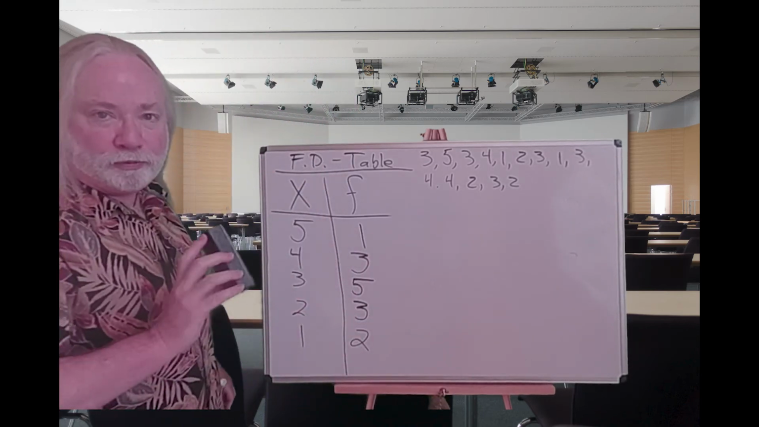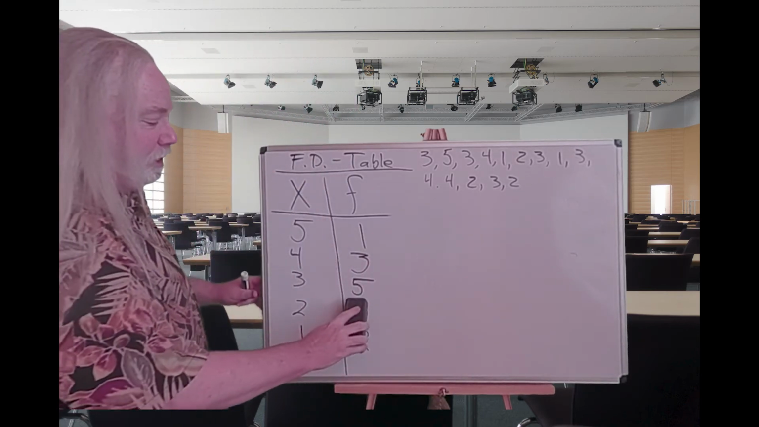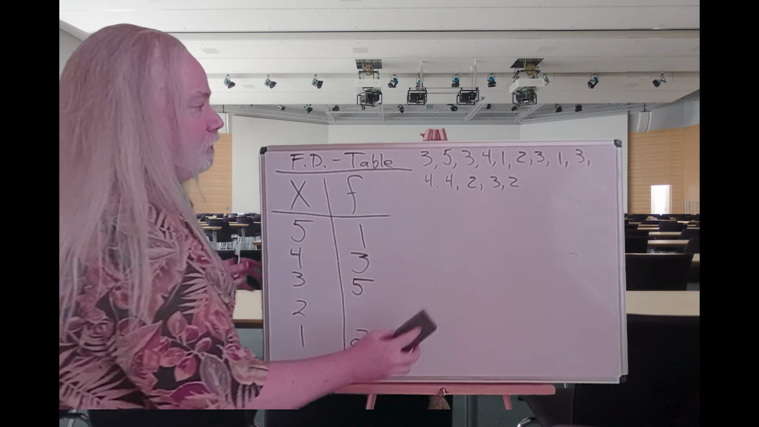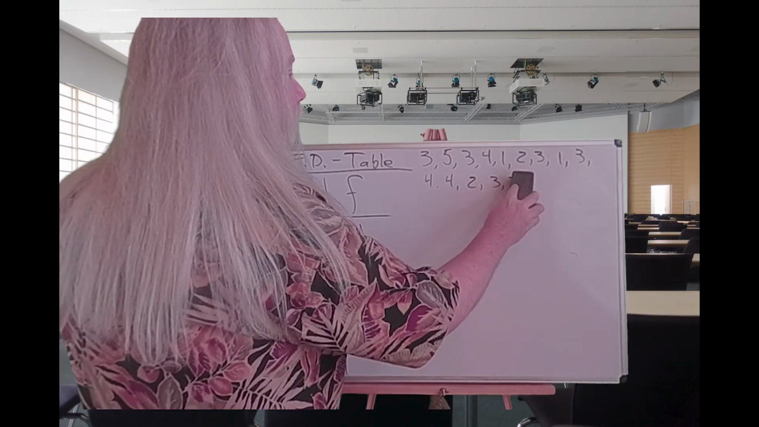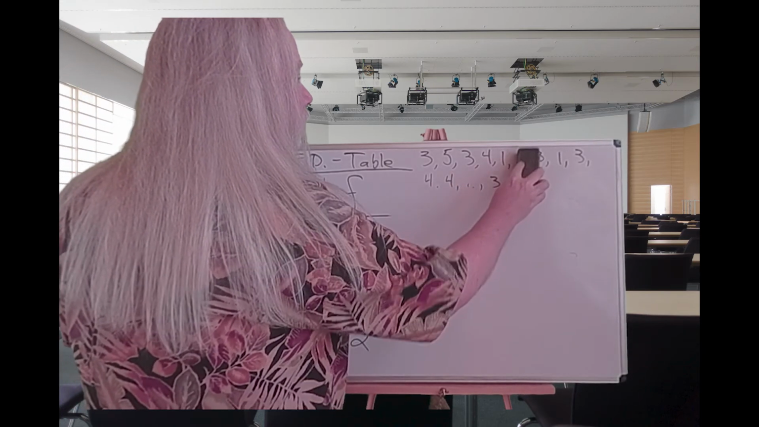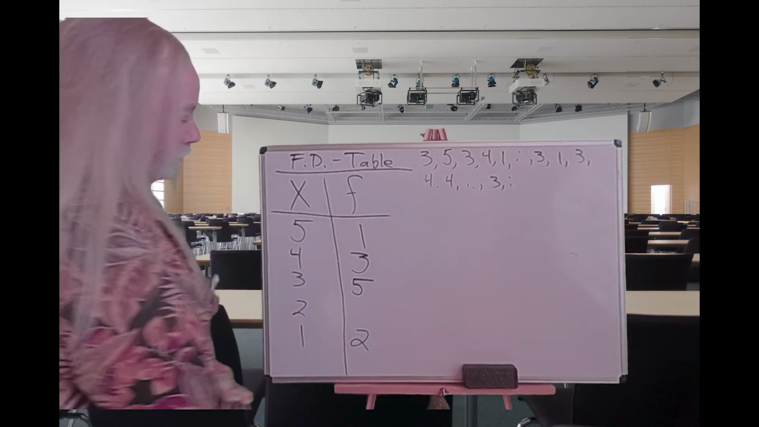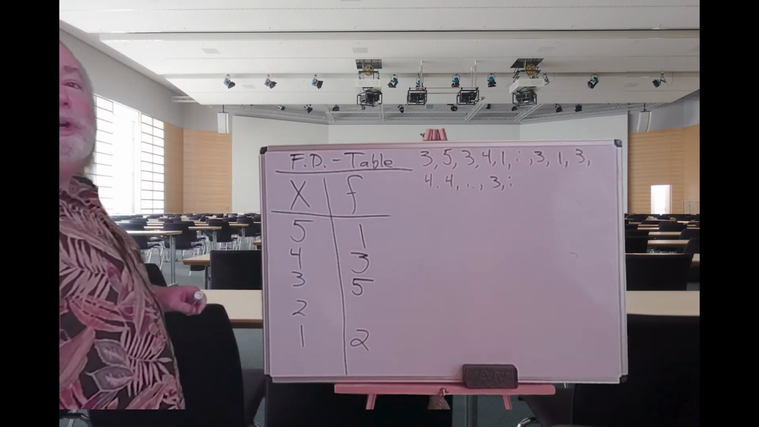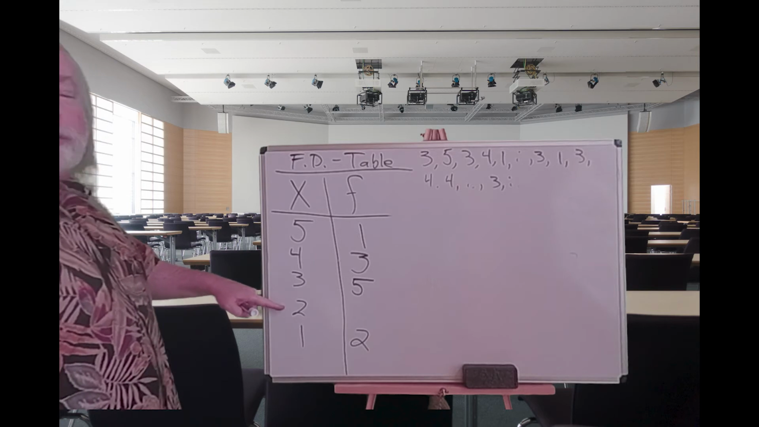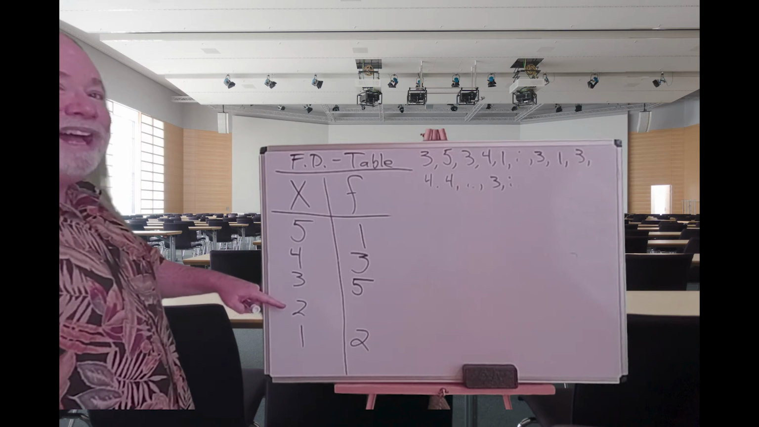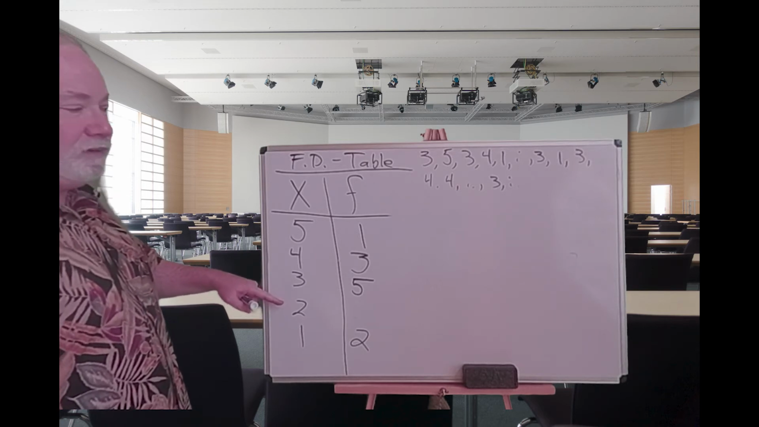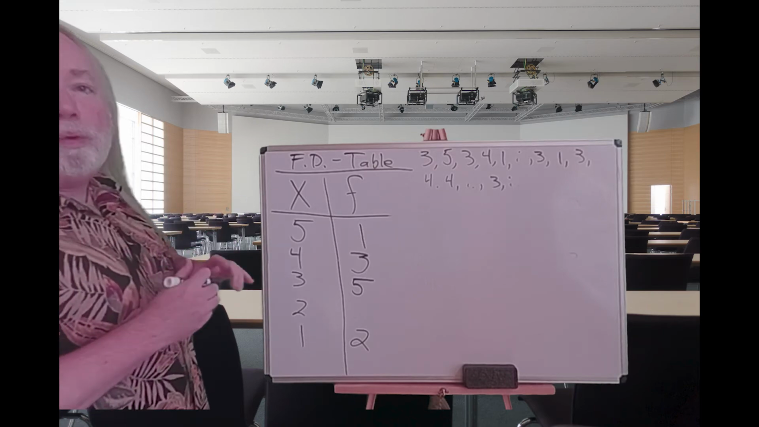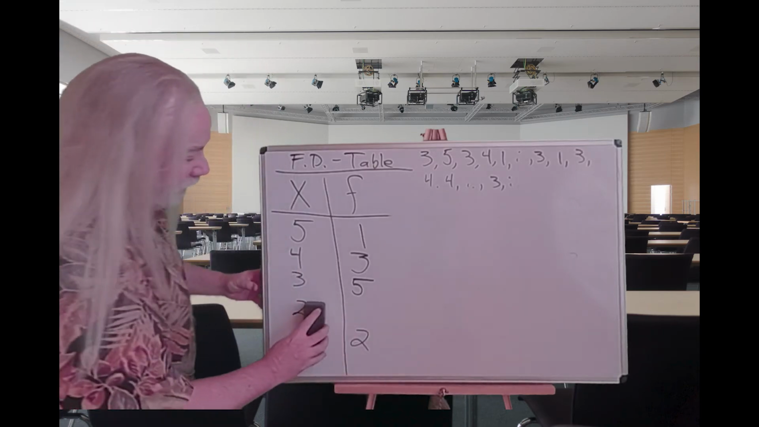Let's pretend for a moment that there were no 2's. If there were no 2's, we still have to include the value for 2. It was a possible score. It was something somebody could have gotten. What we don't want to do is this.